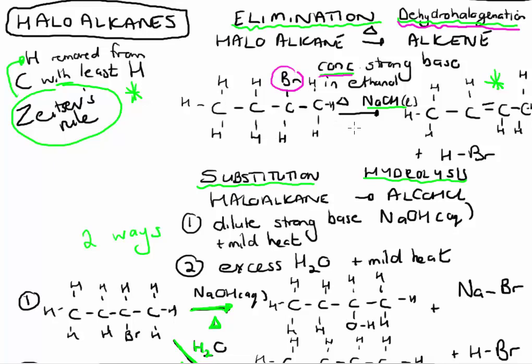So if we look at a structural formula, we see that we have a haloalkane there with bromine attached to it, and then this concentrated strong base is suspended in ethanol, and in the presence of heat and this specific strong base, we see the formation of that double bond.